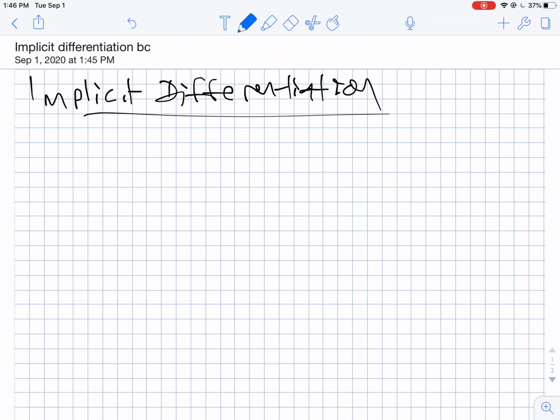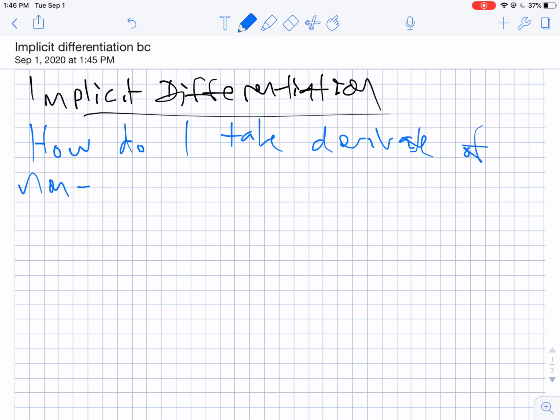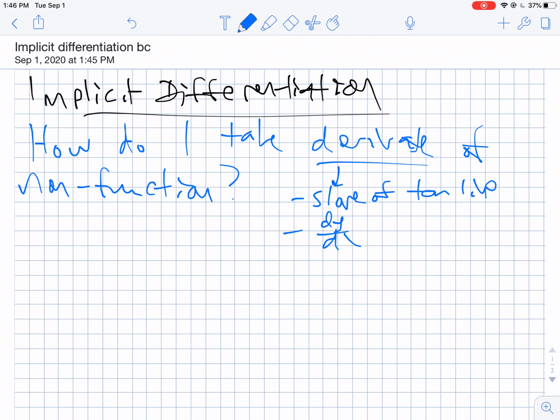So today's lesson is on implicit differentiation. And this is a pretty exciting, important topic, and it kind of answers this question: how do I take the derivative of a non-function, so something that's not in the form y equals. And of course, when I say derivative, which I really did not spell correctly, I of course mean the slope of the tangent line, also known notationally as dy dx. So that's the question we're trying to ask today.